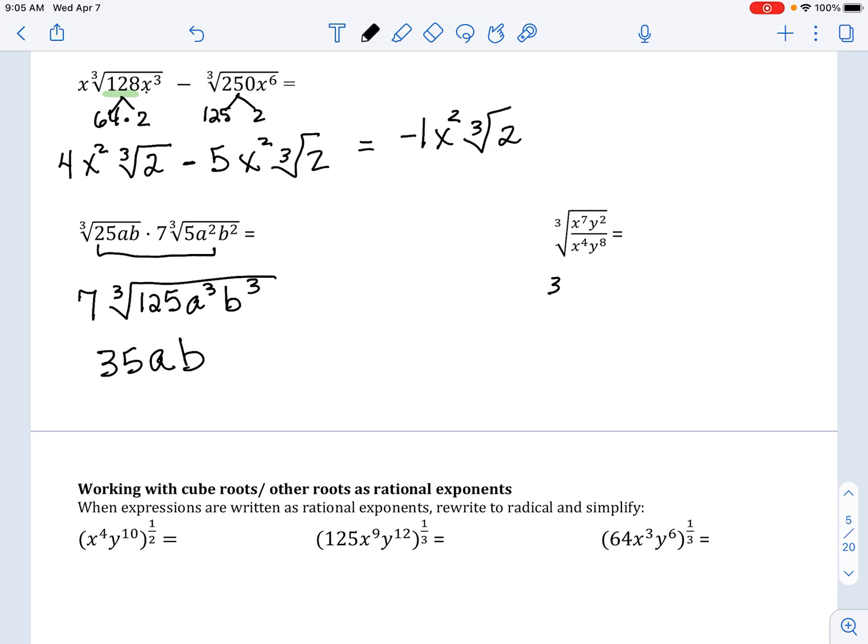For dividing, you should simplify inside the fraction first. So the rules of exponents say you're going to subtract when you're dividing. So 7 subtract 4 is 3. 2 subtract 8 is negative 6, therefore that pushes it to the denominator to make it be positive. Now you can separate cube root of x cubed, cube root of y to the 6, that simplifies to x, and then the cube root of y to the 6 is y squared.